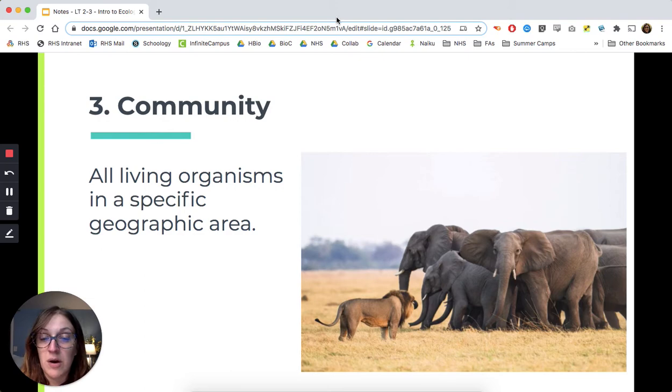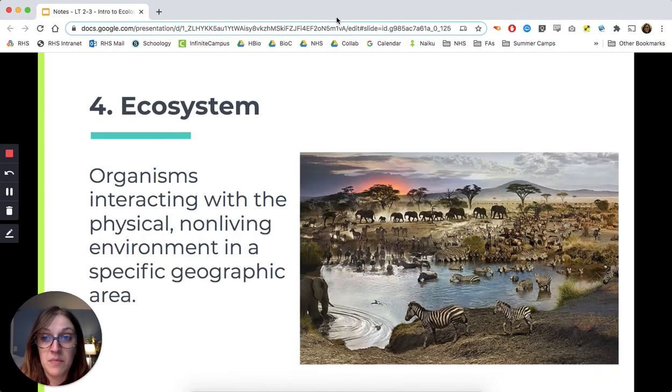What if we were to talk about the climate of the savanna? That would be ecosystem. Organisms interacting with the physical, non-living environment in a specific geographic area. This is a really cool image. It's a photo of a watering hole, and I think the photographer basically left his camera here for 24 hours to see all of the different animals that interact with this environment, which is this small watering hole in the middle of a savanna.